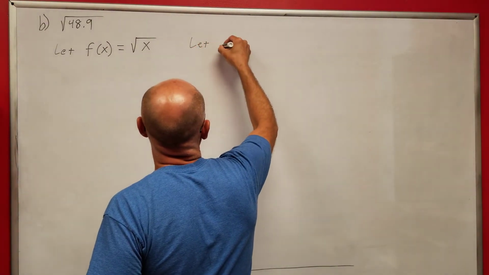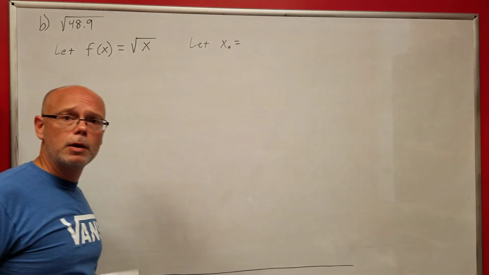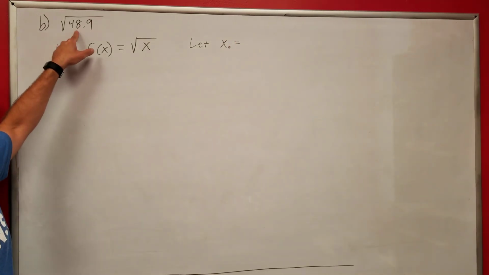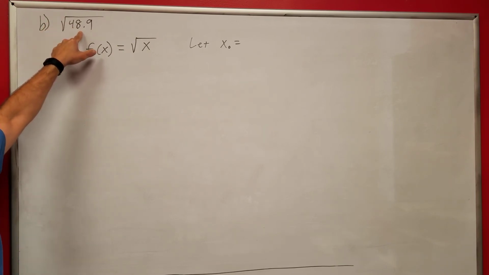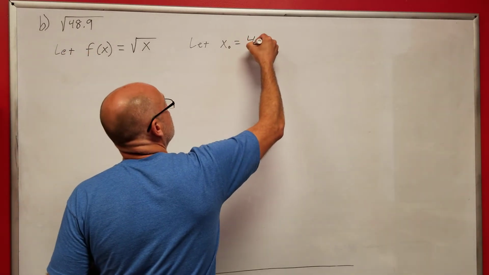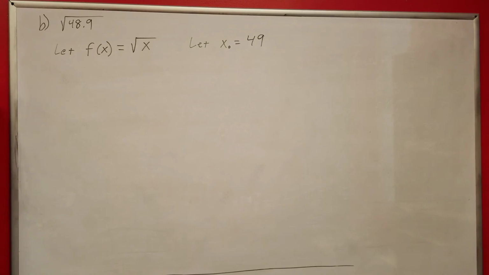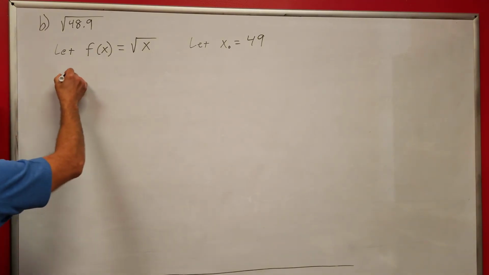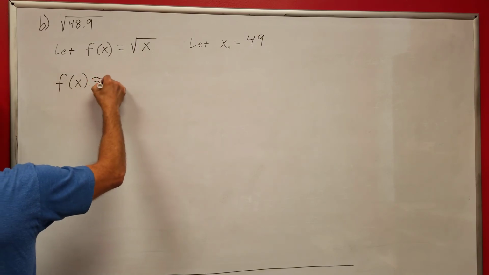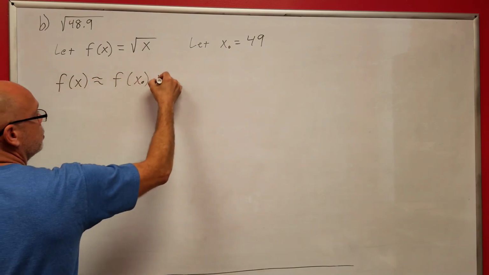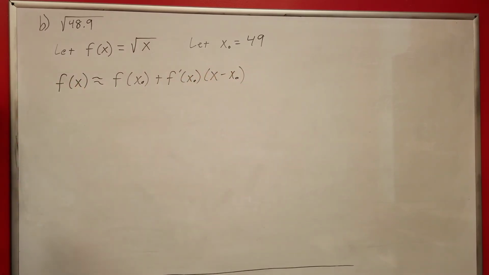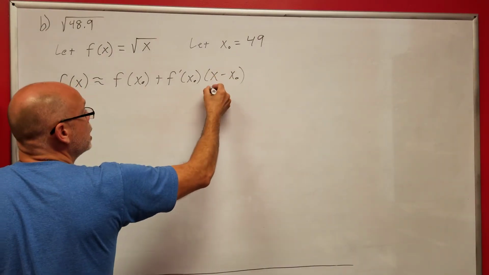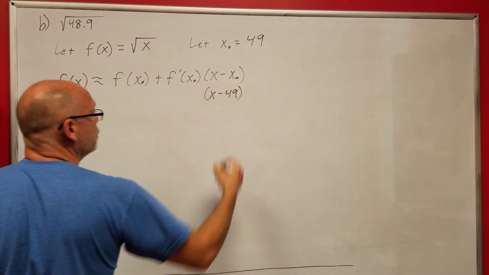And let's let x subscript 0 be some value that's close to this value, where it's easy to take the square root. What's the number that's closest to this one that's the easiest to take the square root of? That would be 49. Alright, so let's build my local linear approximation. F of x is approximately f at x naught plus f prime at x naught times x minus x naught, right? I know x naught is 49. So x minus 49, I could put in there for the beginning.